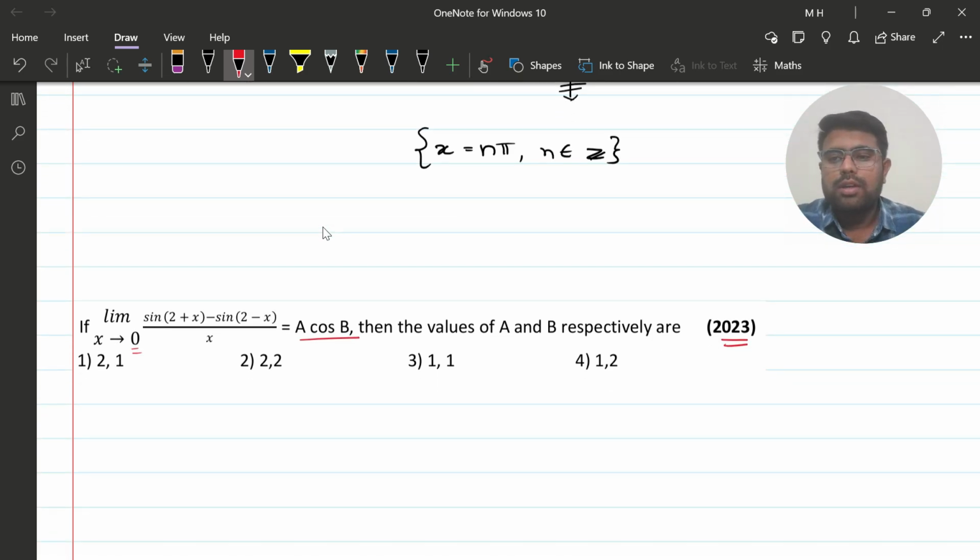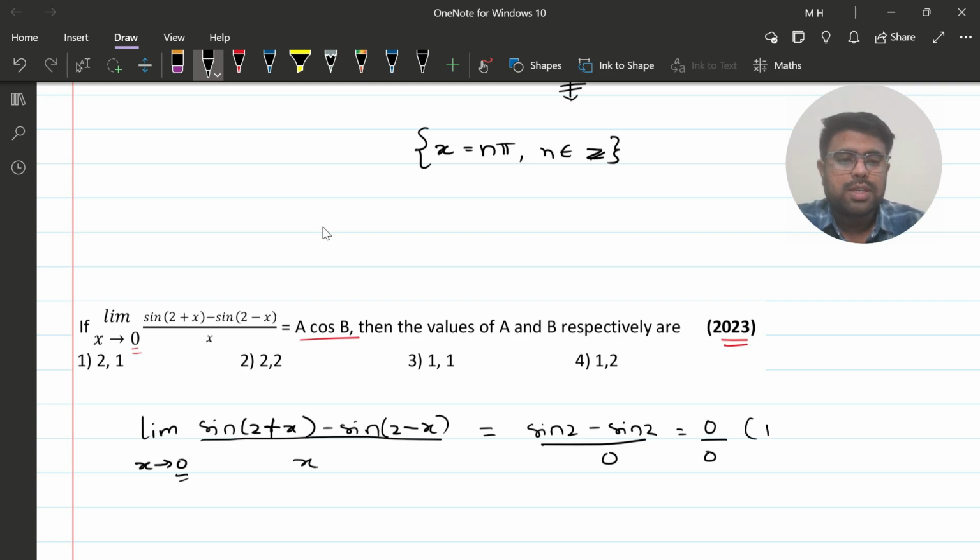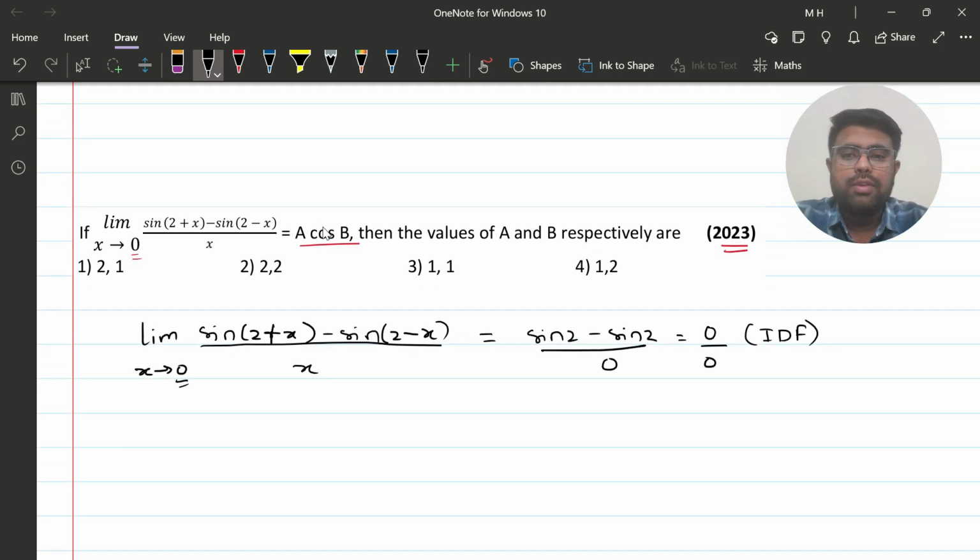Okay, so now if I take this one, that is limit of sine of 2 plus x minus sine of 2 minus x whole divided by x as x tends to 0. If I take this particular function and substitute the value 0 in the place of x, I am going to get sine 2 minus sine 2 divided by 0, which is equal to 0 by 0, which is indeterminate form.